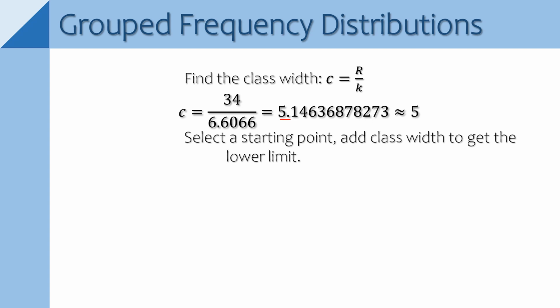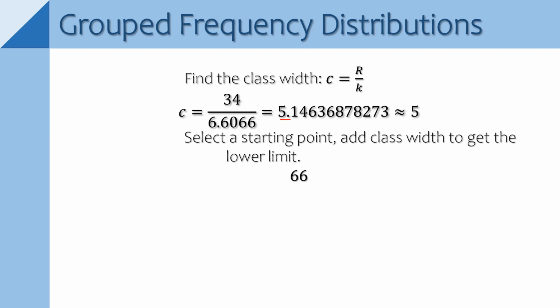Next, select a starting point and add the class width to get the lower limit. Okay, so kukunin na natin yung lower limit sa class limit. Sabi ko nga kanina, sa starting point natin is the lowest value. So ano ba yung lowest value natin? So that is 66. So sabi nito, add class width to get the lower limit. So if our starting point is 66, i-add natin yung 5 to get the next lower limit. So this is our first lower limit.